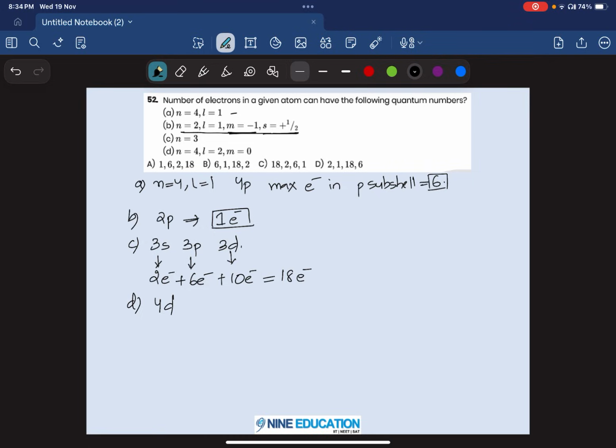And option D is 4d, l is equal to 2, the azimuthal quantum number. It is the 4d subshell and m is equal to 0 is mentioned. That means m is equal to 0 means he is mentioning only a single orbital.